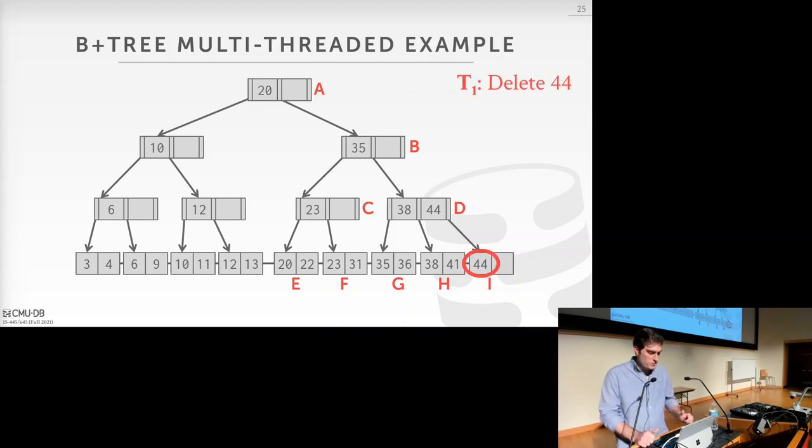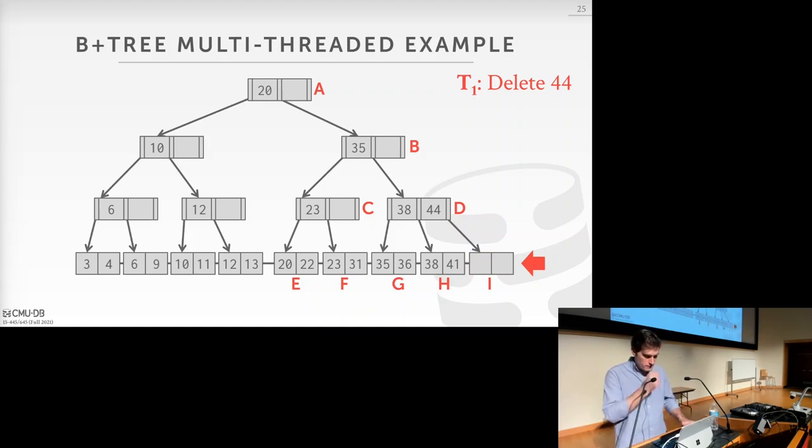So imagine we have a transaction T1 that wants to delete key 44. Key 44 is down in the corner there. So basically we just go through the usual B plus tree search algorithm. That's fine. We're going to search down, looking at each of the division keys to see which slot we go into. And we're going to get down to this leaf node I, and we're going to delete the value 44 from that node.